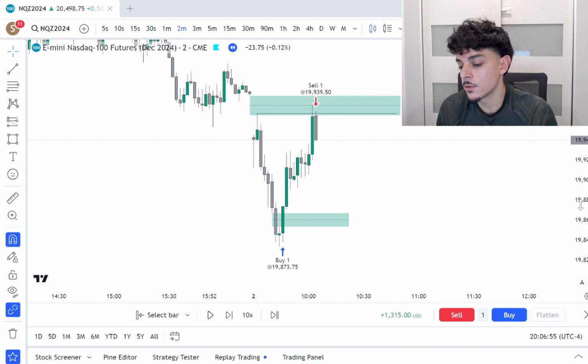Alright, using inversions as an entry model and using the opening range gap as your bias will most likely help you find some high probability base hit scalps.